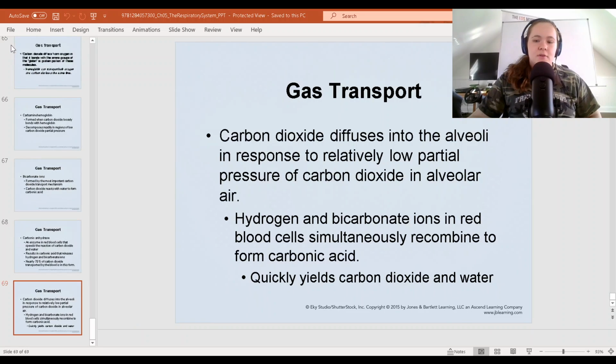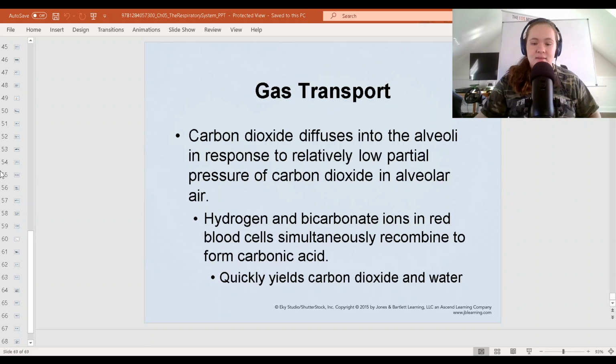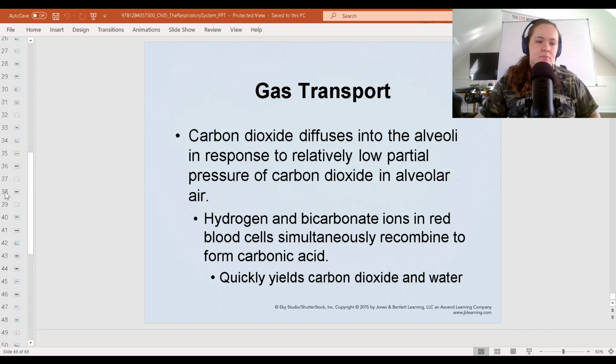Carbon dioxide diffuses into the alveoli in response to the relatively low partial pressure of carbon dioxide in alveolar air. Hydrogen and bicarbonate ions in red blood cells simultaneously recombine to form carbonic acid. This quickly yields carbon dioxide and water.